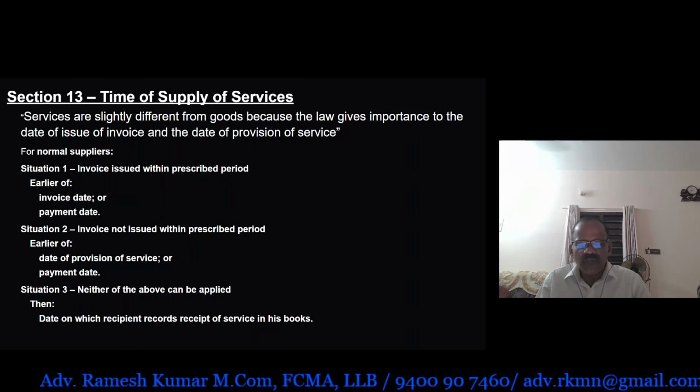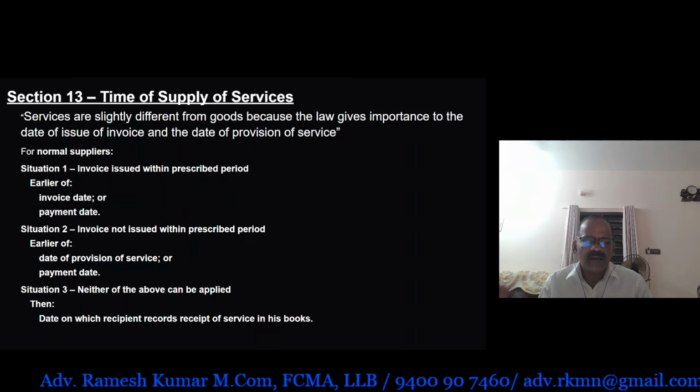Situation 1 deals with invoice issued within the prescribed period as per the law. First, if the invoice is issued within the prescribed period, we compare the invoice date and the payment date. Whichever is earlier becomes the time of supply in such situation.